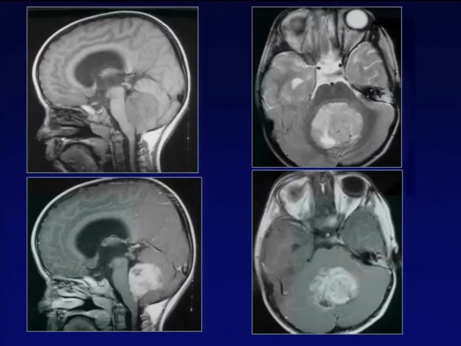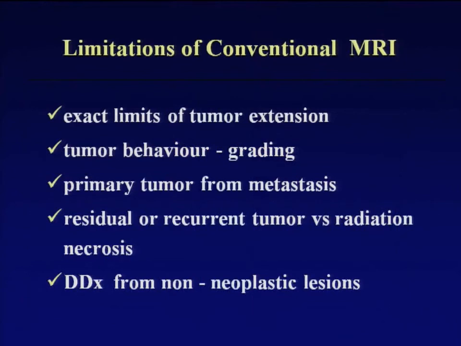And of course, this is another typical tumor filling the midline, filling the fourth ventricle. T1, T2 again is a very cellular tumor, low intensity on T2, enhances. This is, of course, a medulloblastoma. However, conventional MRI has many limitations, and you have to know them.